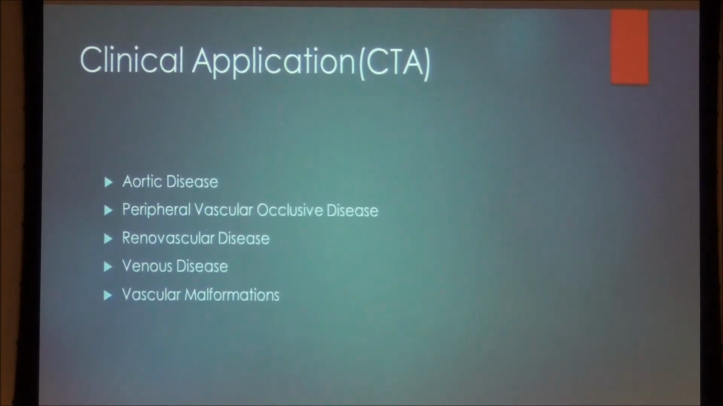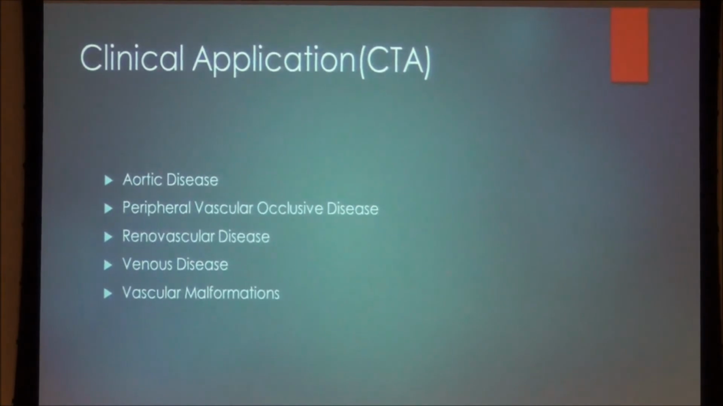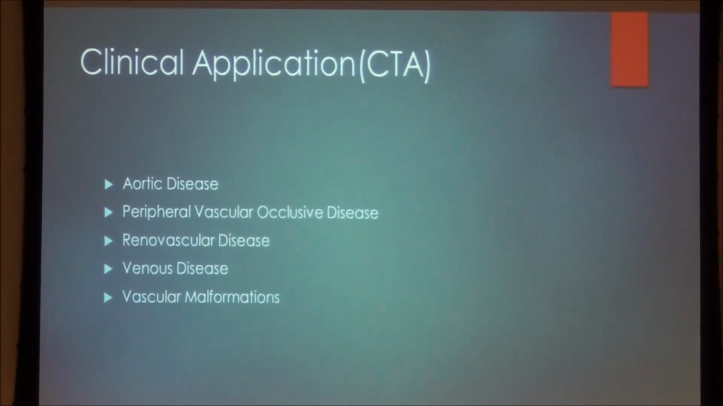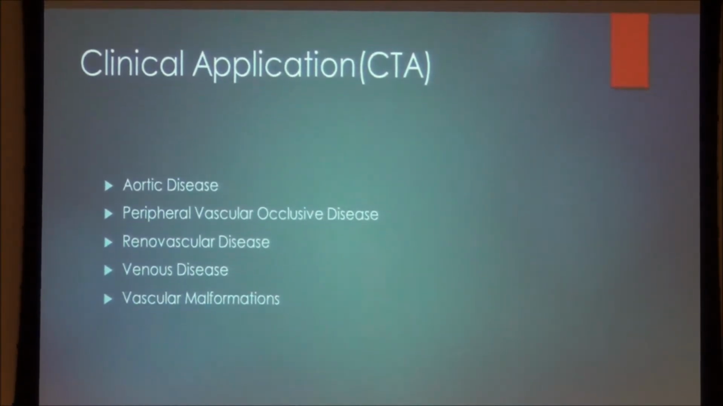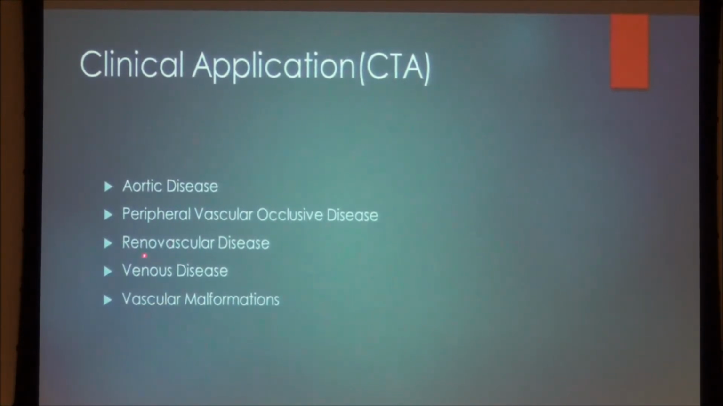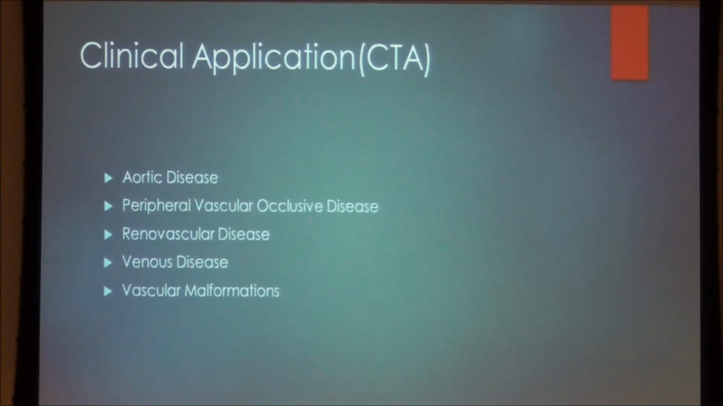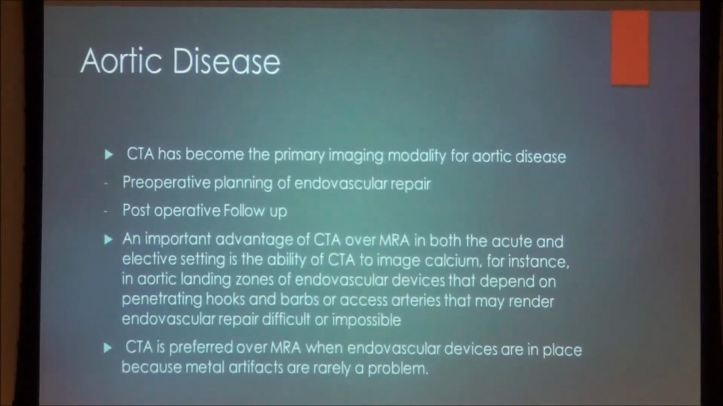Clinical applications, as I mentioned: aortic disease, peripheral vascular occlusive disease, venovascular disease, venous disease. The difference in venous disease with CTA is that we will do CTV or CT venogram, and it means that we will wait, or the computer will wait until the contrast reaches the venous system and then start getting the images. Also, vascular malformations like congenital malformation, AV fistulas, CT angiogram could be a very helpful tool.